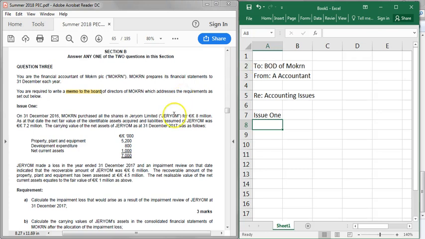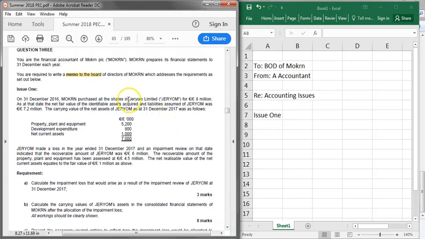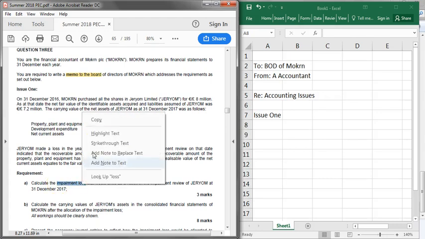So we're given information here about the purchase of all the shares in Jerome Limited for 8 million at the end of 2016, and you're told then what the fair value of net assets was at the date of acquisition. Roll forward a year and you're given information about the carrying value of net assets, but you're also told what the recoverable amount is. And your first requirement here is calculate the impairment loss.